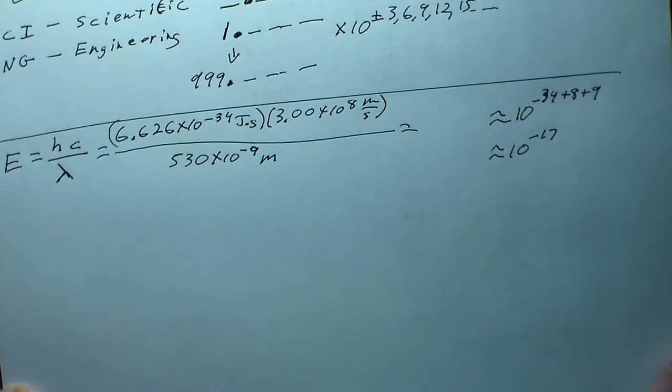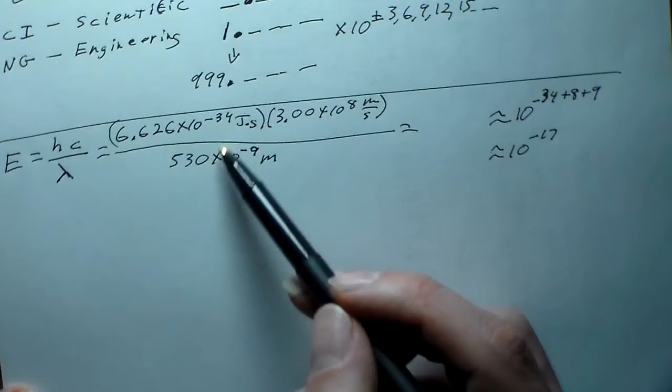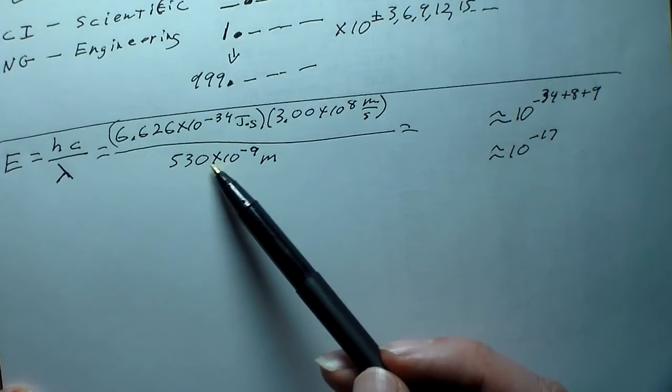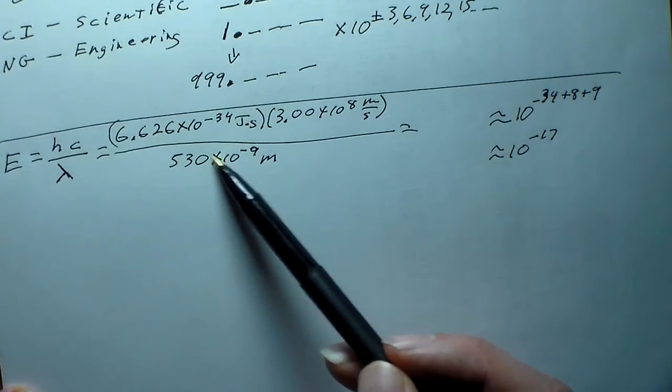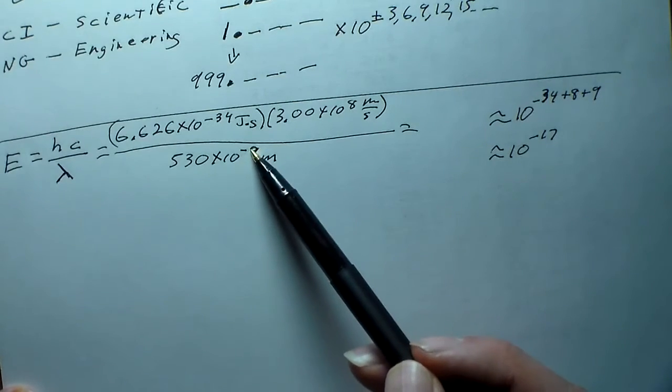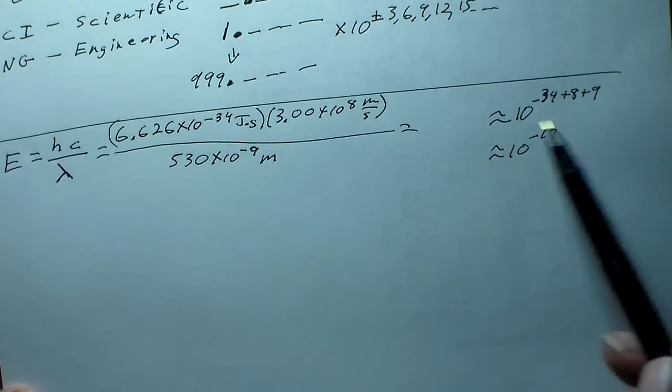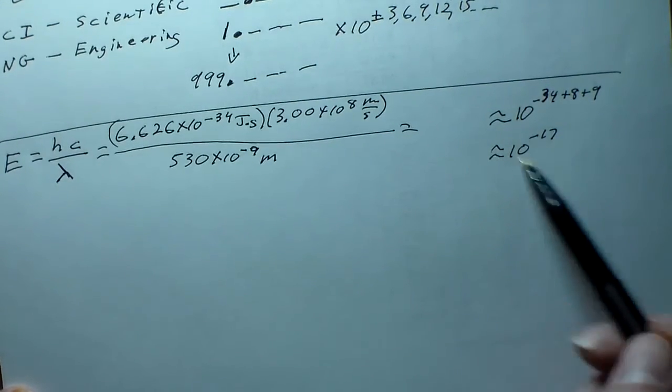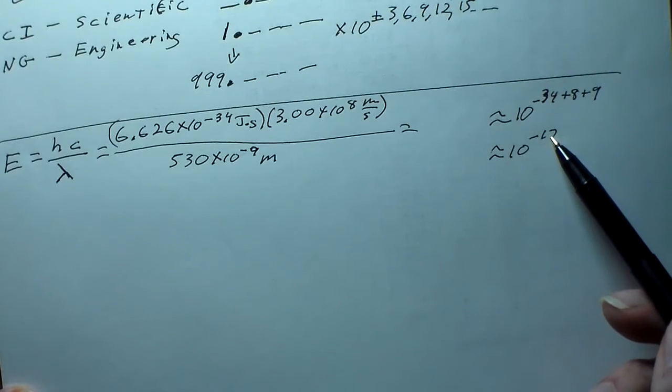This is just a good double check, because if you happen to put this wrong into the calculator, like if you happen to multiply this down here, you're going to get a very weird number that's not going to be around 10 to the minus 17. So this is approximately what we think our value should be.